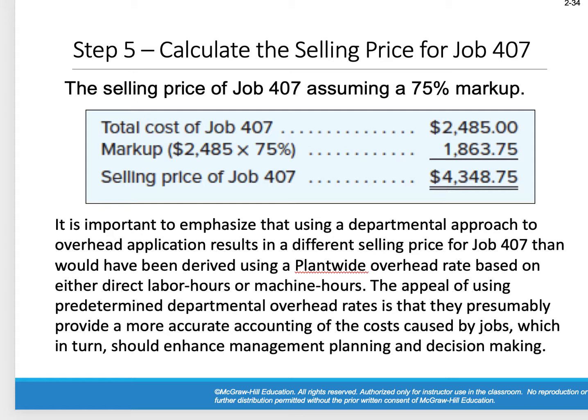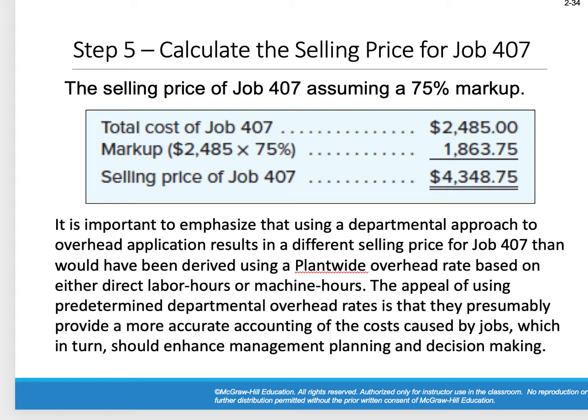So we said, you know what? We're going to mark up that job 75% of the cost. Great. So we take the cost and then we multiply it by 75%. 75% of our cost is $1,863.75. So the selling price for this job, meaning the price that the client is going to pay us, is $4,348.75.